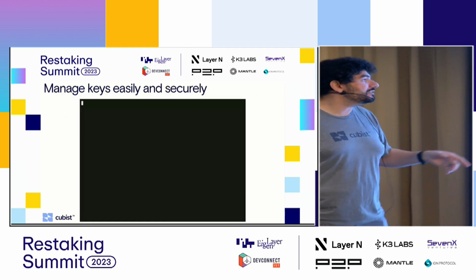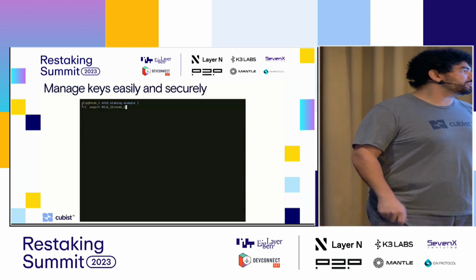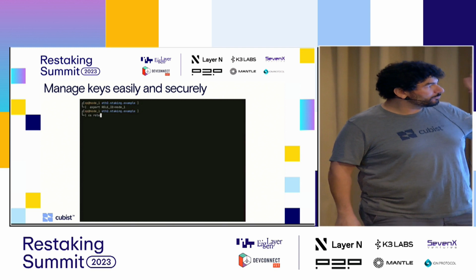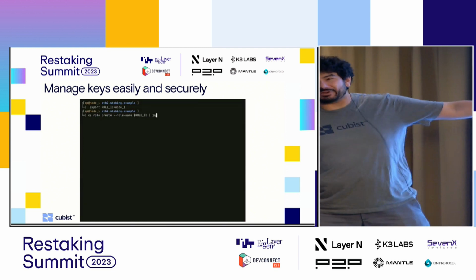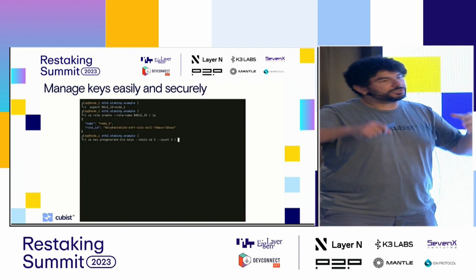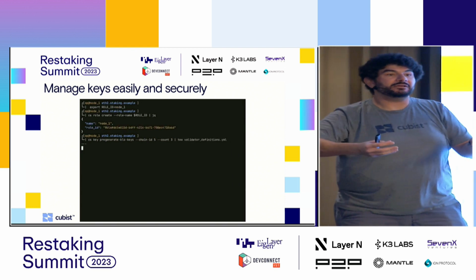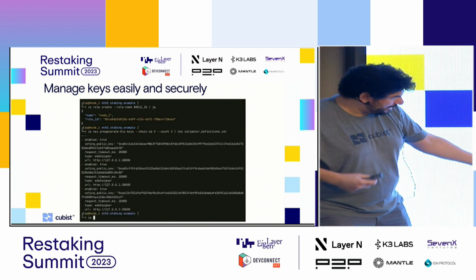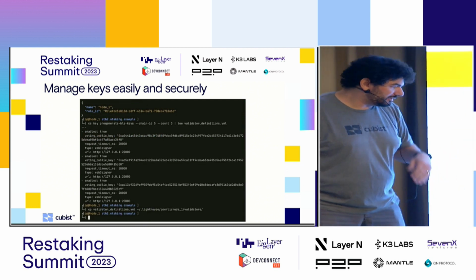So I'm going to show you easy first. This is an example of just setting up a validator. So I'm going to generate a role. By the way, this is all through the API, but I'm using the command line because it makes my life easy. So I set up a role which is a container for all of my permissions. I pre-generate some keys, and it outputs the Lighthouse config.